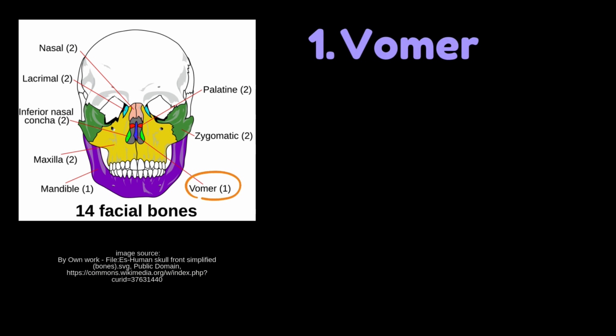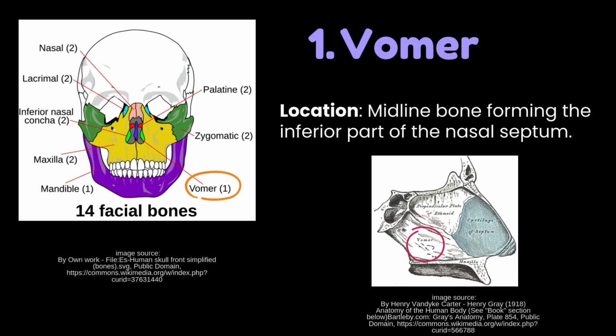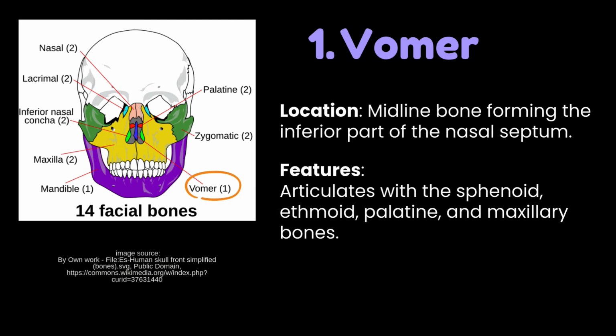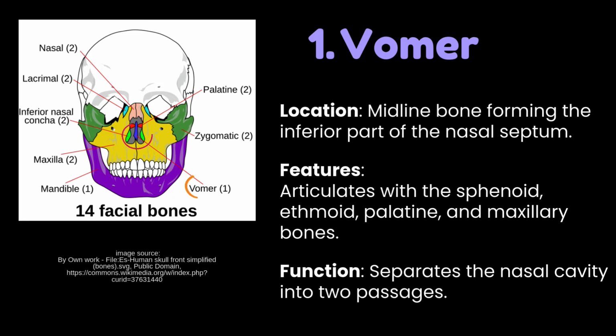Number 1. Vomer. It is a midline bone, forming the inferior part of the nasal septum. It articulates with the sphenoid, ethmoid, palatine, and maxillary bones. It separates the nasal cavity into 2 passages.